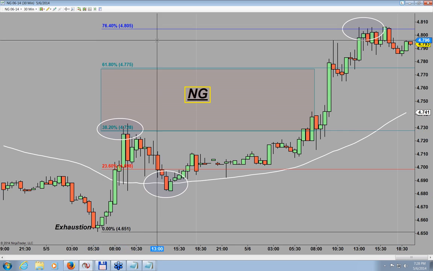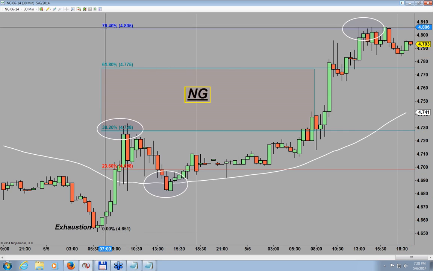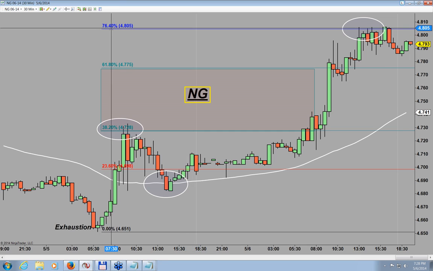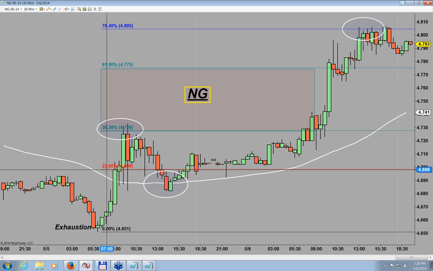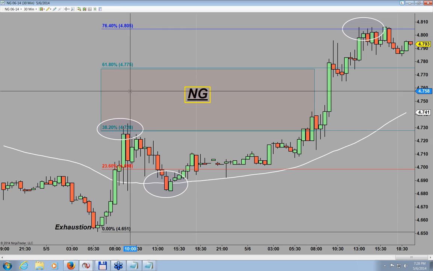You just put your fibs on, and you trade support to 76. Your real fib number is 78.6%. We use 23 and 76.4 because if you put the fibs on upside down, you still get to your opposite target.